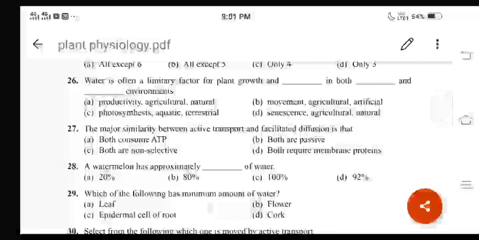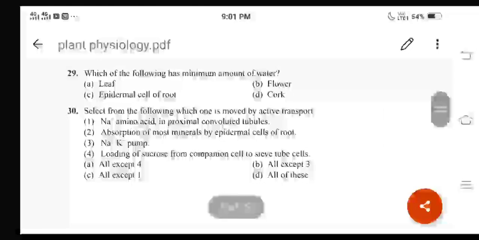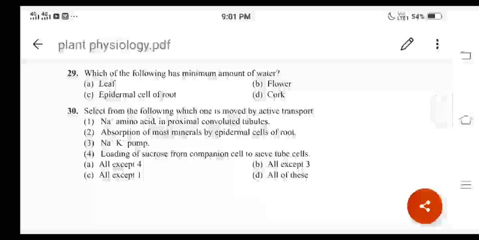Then question number 28. A watermelon has approximately dash amount of water. Okay, a watermelon has approximately 92% of water. Option D is the correct answer, right? And let us move on to the next question. Question number 29. Which of the following has minimum amount of water?